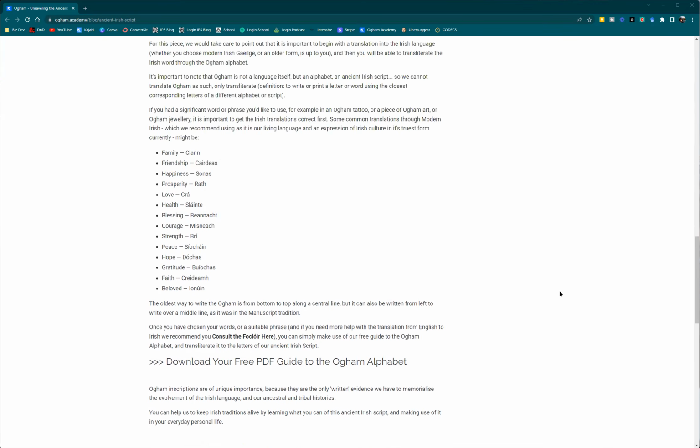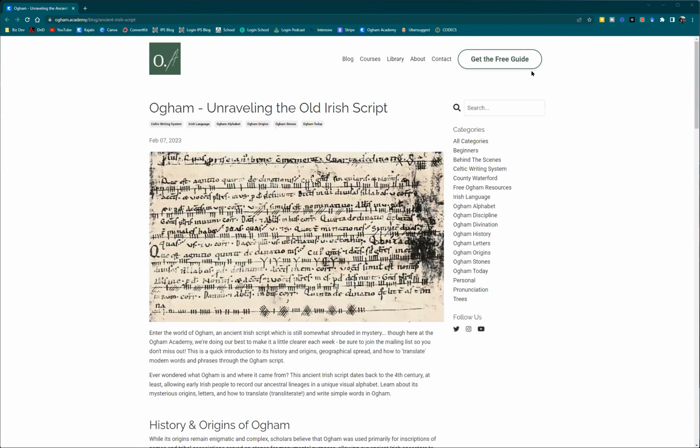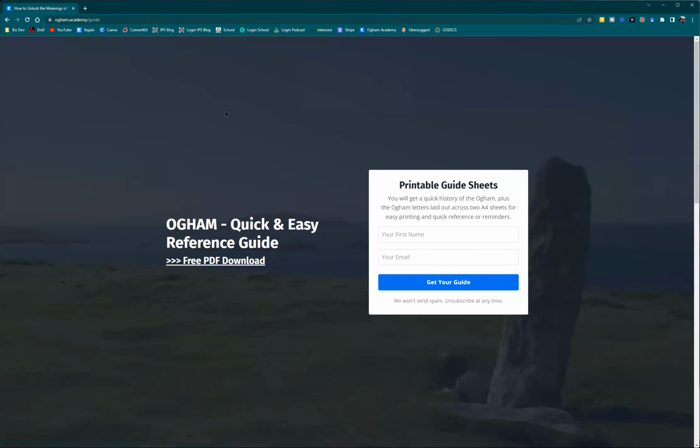So I'm just going to give you a quick look at the free guide. So you can click onto it from the links below or at the top of our blog at any point. So this is an Ogham quick and easy reference guide. It's a free PDF download and it is printable guide sheets where you will get a quick history of the Ogham plus the Ogham letters laid out across 2 A4 sheets for easy printing and quick reference or reminders.